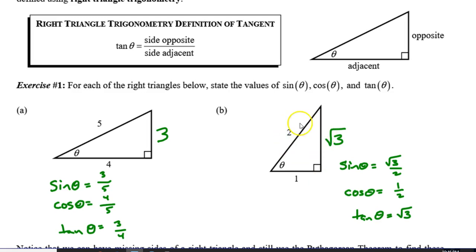And hopefully you recognize this triangle is really one of our special triangles. It's just been scaled by a scale factor of 2, right? So really you should be able to guess that this angle right here is a 60-degree angle.